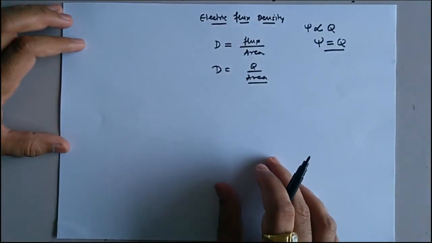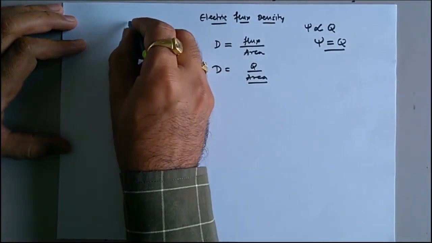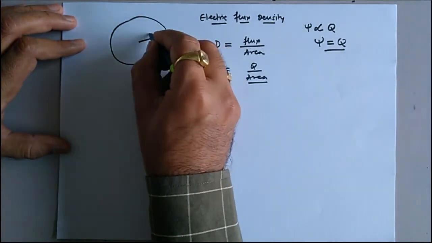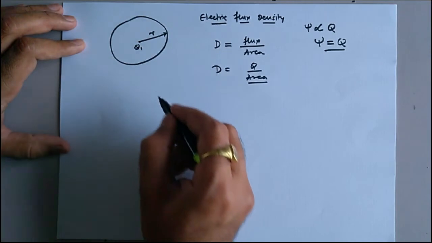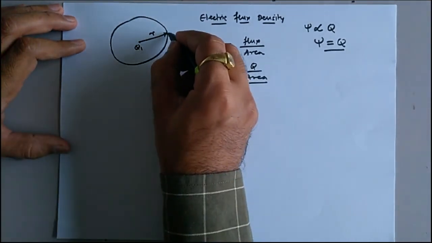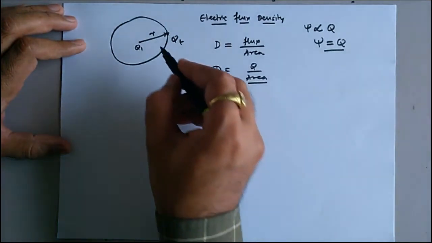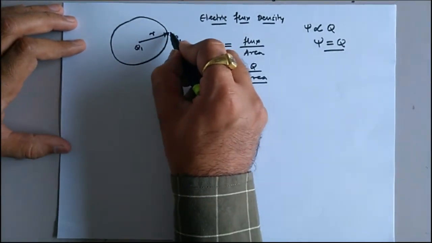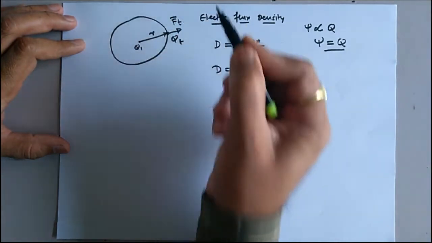Now, with respect to our previous case, we have a sphere of radius r. At the center of that sphere we have placed a charge q1, and somewhere over here we have placed a test positive charge q2, and because of that vector field, this charge q2 will experience a force of repulsion in this particular direction, that is Ft bar.